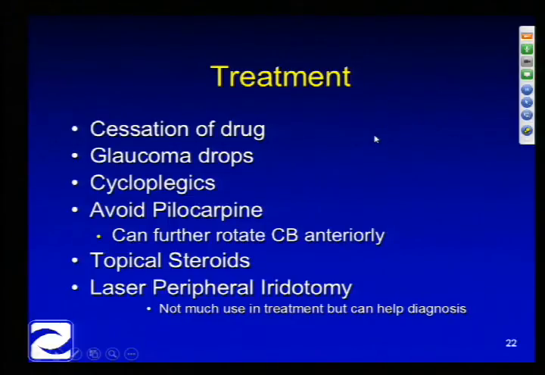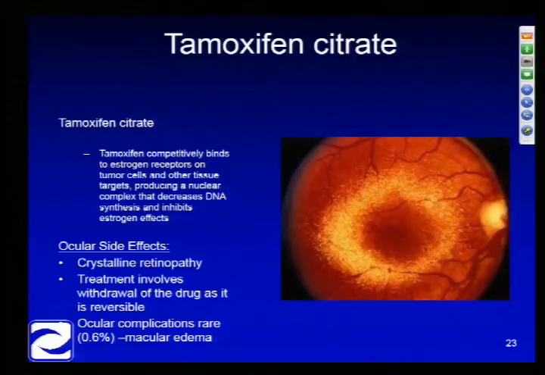So the treatment here is different than what you would treat an angle closure glaucoma with. It's important to stop the offending drug right away. We do treat with glaucoma drops, but instead of using pilocarpine, which constricts the pupil and can rotate the ciliary body even further anteriorly, we use cycloplegic drops. Topical steroid drops are used to treat the marked inflammation that you see in these patients. Sometimes laser peripheral iridotomy is done just to confirm that it's not regular angle closure glaucoma. So it doesn't really help, but sometimes it's done just to confirm the diagnosis.